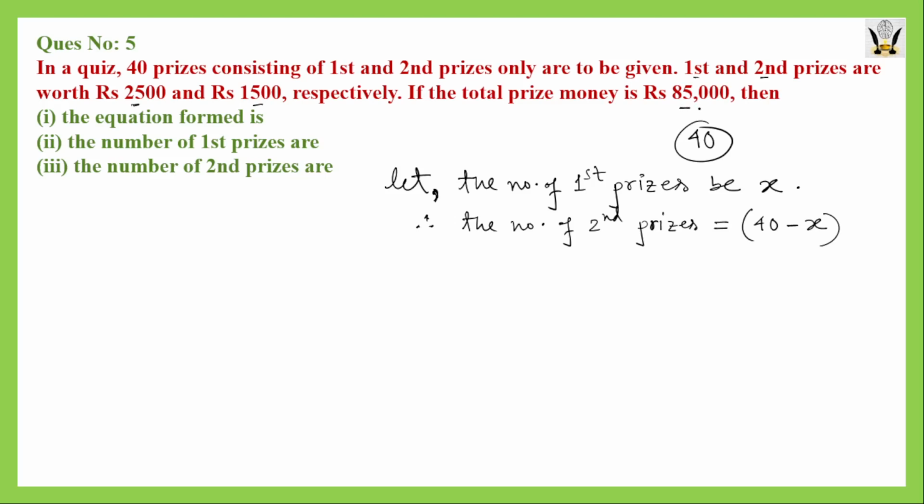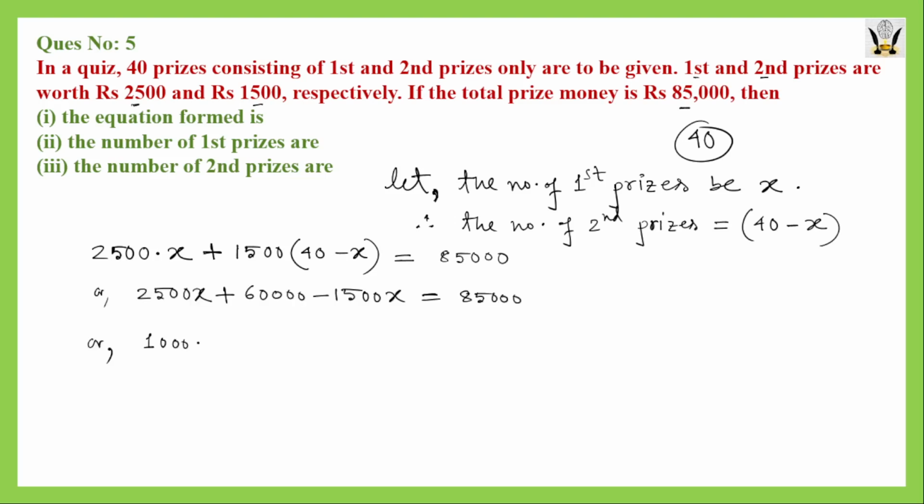So this is the information that is given and that we will be using, and the total prize money is rupees 85,000. Now the total number of first prizes is x, and for each first prize the cost is rupees 2500. So it will be 2500 multiplied by x. And for the total prize money for second prizes, for each second prize the cost is 1500, and the total number of second prizes is 40 minus x. If we sum them up, that will give us the total prize money for the whole quiz, including first prizes and second prizes. So that value is rupees 85,000, and that is given. So this will be our equation based on which we will finally answer the total number of first prizes and second prizes.